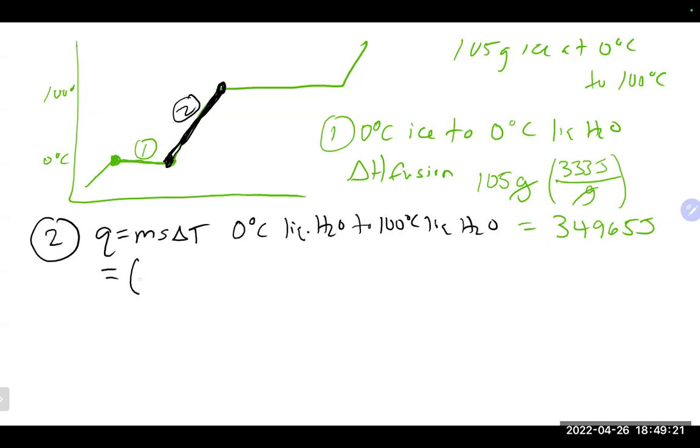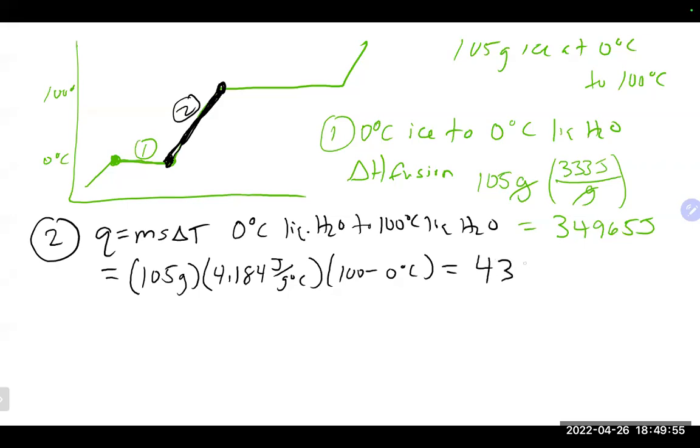Our mass would be the same mass, as long as we didn't drop it. We would use the specific heat capacity for liquid water. Our final temperature would be 100 minus our initial temperature, which would be 0 in this case. So we would have 105 times 4.184 times 100-ish. It's hard to read this calculator, but I think it's 43,932 joules to do that transition.